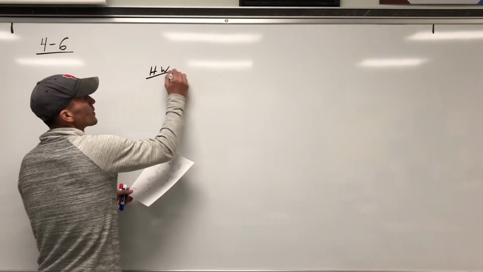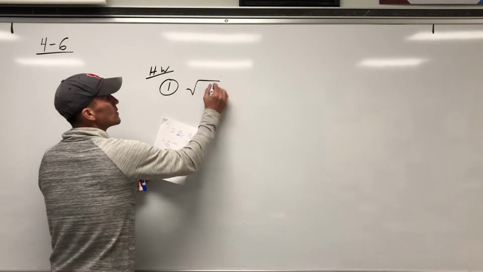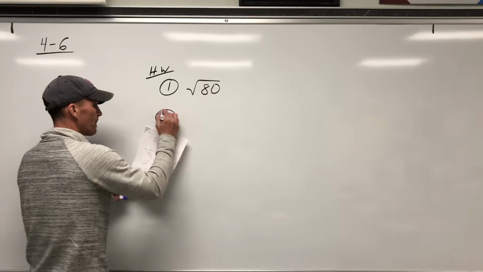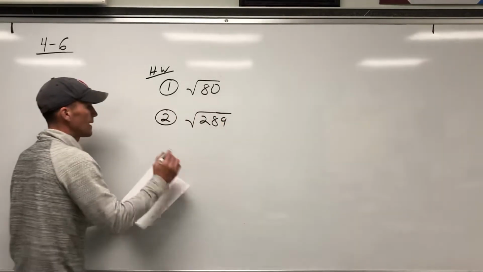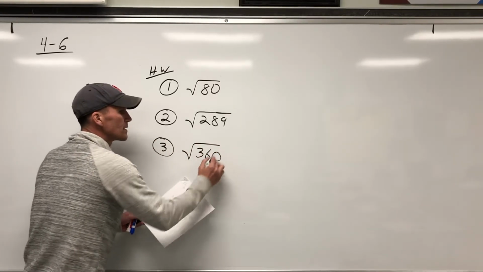So you guys, for homework or independent practice, you're going to try to reduce the square root of 80, the square root of 289, and number 3, the square root of 360.